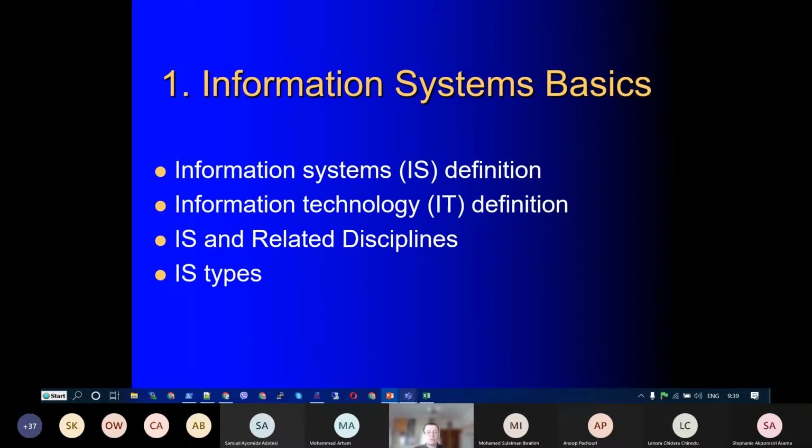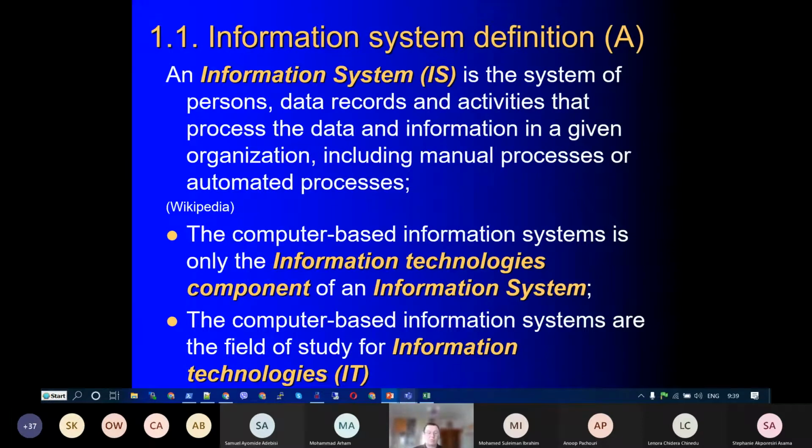So let's move into the first question of this lecture, and probably during the remaining time I will be able to present only this part of the lecture. Let's check the definition of information system and information technology as a scientific area, what is studied in it, and the classification of various information systems.